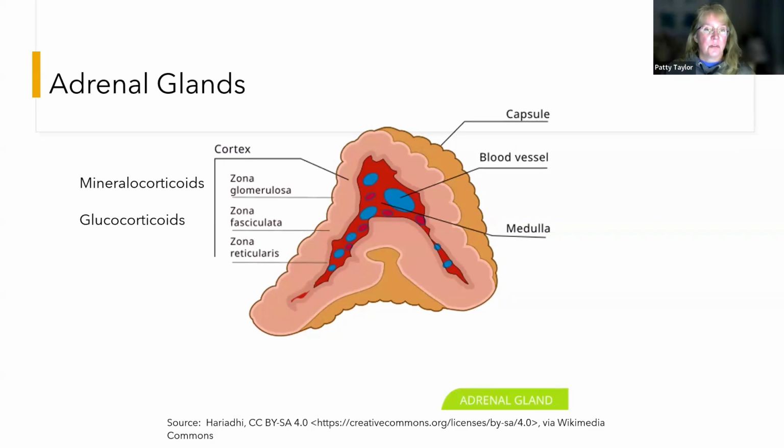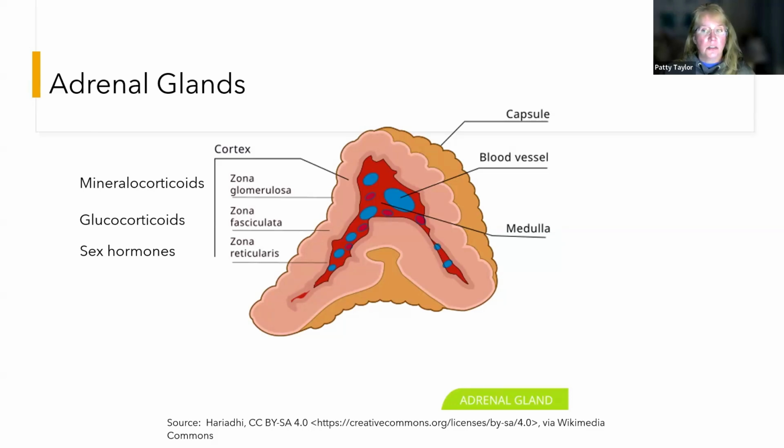Now, the deepest of the three zonas is called zona reticularis, and it makes a class of hormones that are androgens or sex hormones. So from superficial to deep, I keep them in mind as GFR for glomerulosa, fasciculata, and reticularis. And of course, those three classes of hormones there, mineralocorticoids, glucocorticoids, and the last one is sometimes also referred to as gonadocorticoids. We'll go into more detail in just a moment.